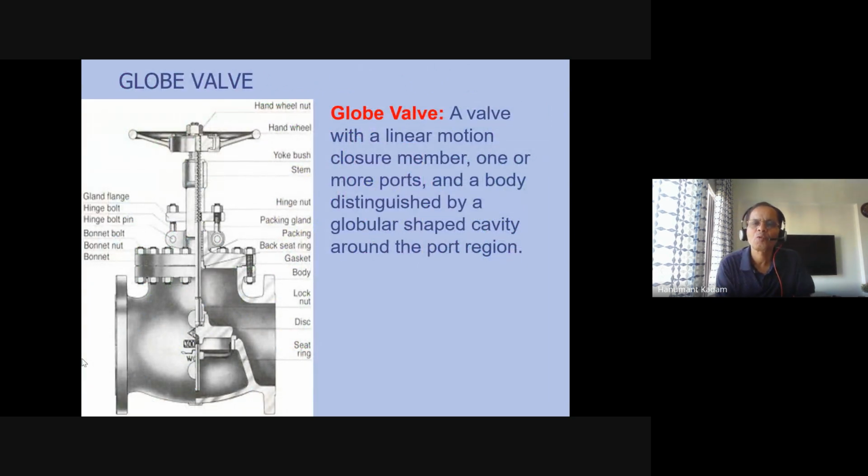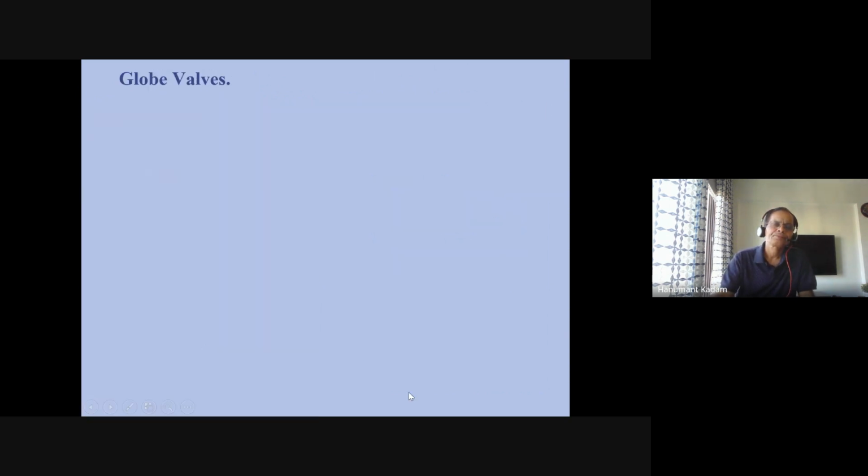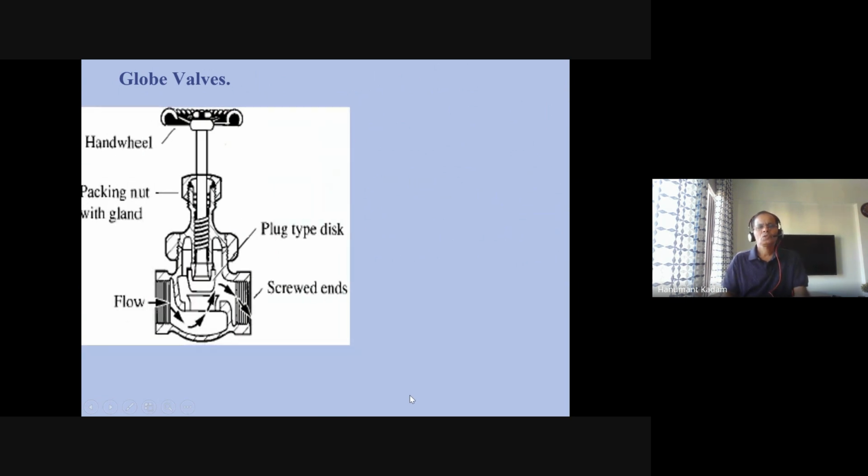And you can see the globe valve with a linear motion. These are all mechanical, as I told, but the shape is a globe. You can see here inside and outside, and in between you can see the plug seat gap is there, and through it the path is generated. So globe valve parts again: flow in, flow out, screwed ends, this side nut bolts, plug type disc here, packing nut, hand wheel.